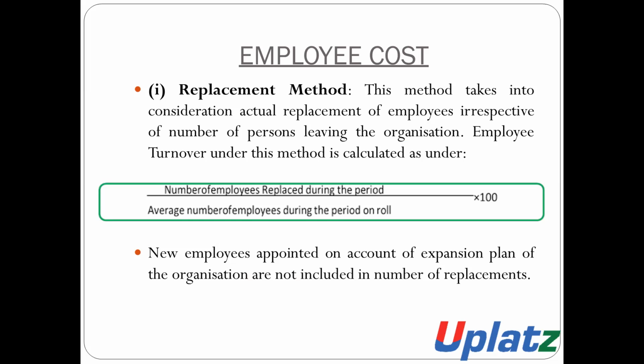Employee turnover is equal to the number of employees replaced during the period divided by the average number of employees during the period on the roll. That is, employee turnover is equal to the number of employees who are replaced during the period divided by the average number of employees during the period on the roll, into 100.